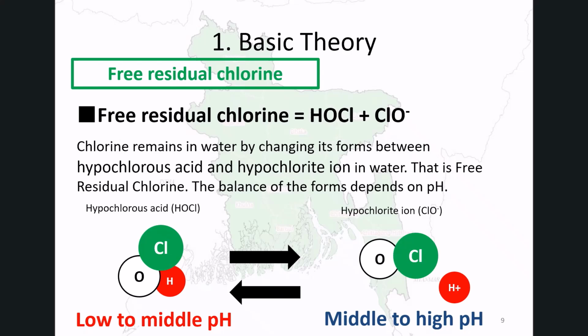This is very important for operators to understand because both forms are counted as residual chlorine, but they do not have the same disinfecting power. Therefore, measuring only the chlorine concentration is not enough. The pH of the water determines how effective that chlorine will be in killing germs.